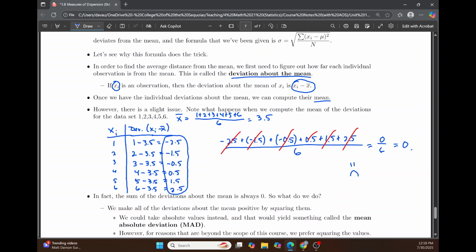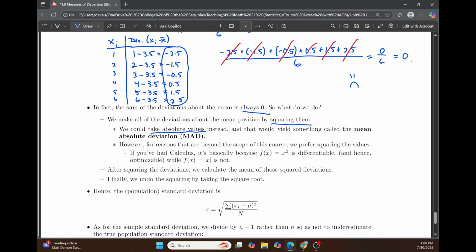Okay, so we've got to figure out something to do, because obviously if we always get 0, that's not going to be a very helpful summary, right? So what we need to do is make all of the deviations positive. And there are a couple ways to do that, right? The way that we do that when we're computing the standard deviation is that we square each of the deviations. What we could maybe do instead is take absolute values. And in fact, that does lead us to a useful statistic called the mean absolute deviation, or MAD for short.